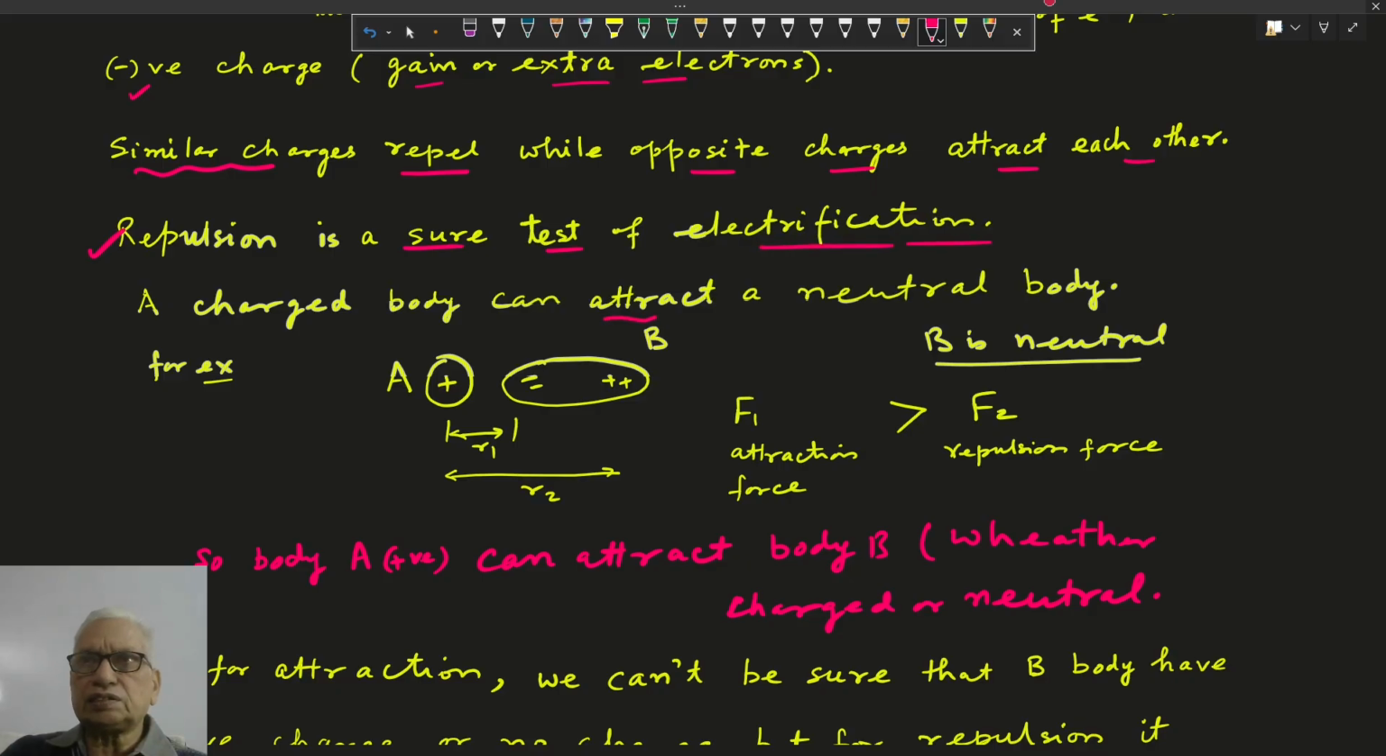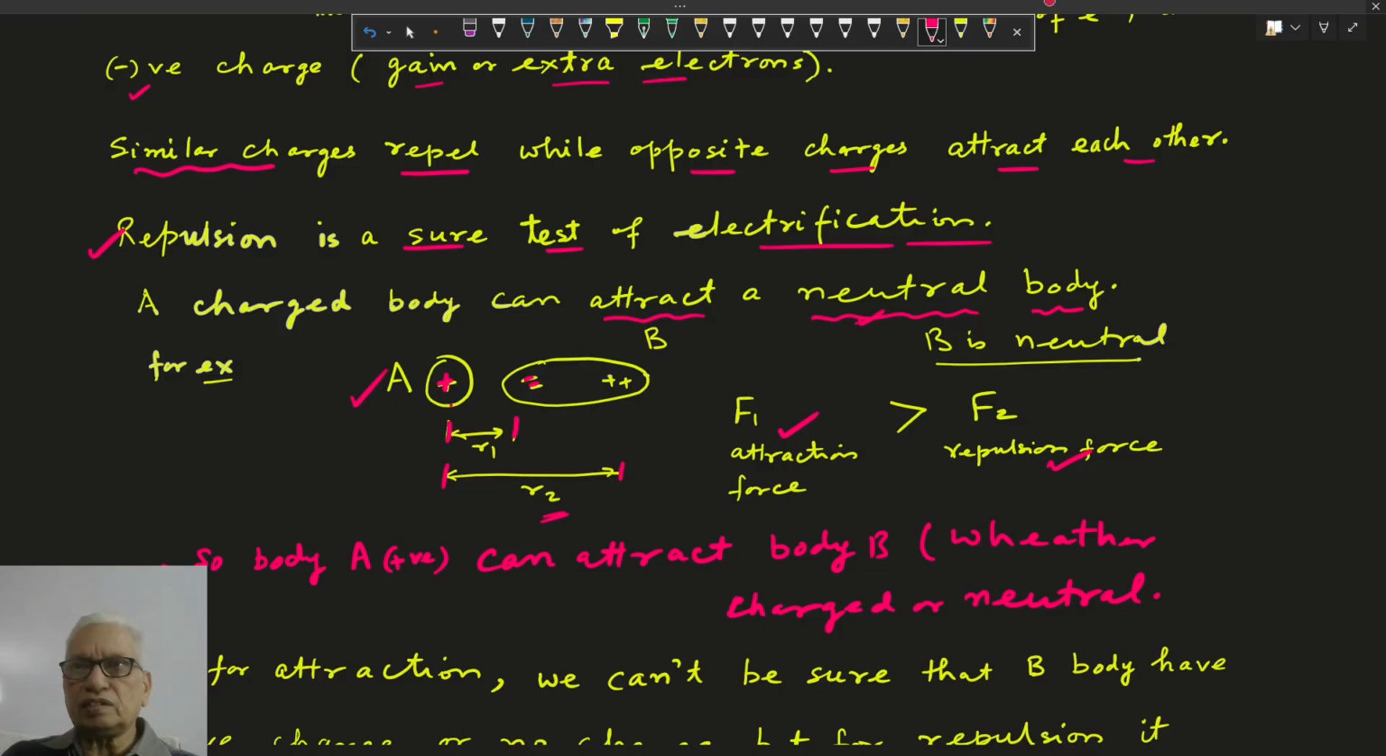A charged body can attract a neutral body also. Suppose this is the charged body A and B is neutral, but electrons are attracted to positive charge A and the positive charge of B is repelled. So they are separated. Now the positive charge of A and the negative charge of B are at a closer distance, so the attraction force is more in comparison to the positive charge of A and the positive charge of B, which are separated at a distance R2, which is more, so the repulsion is less. It means the overall attraction force is more than the overall repulsive force.